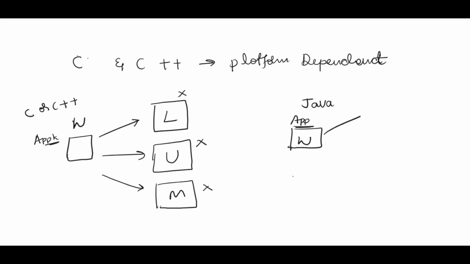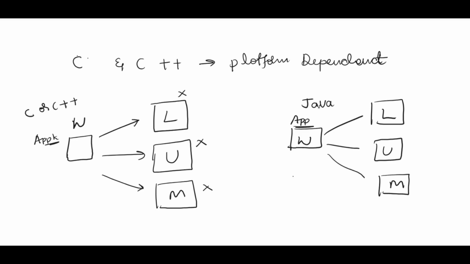This is a Windows operating system and these are the remaining operating systems: Linux, Unix and Mac. In this case, we can run this Java application on any other platform. That's why Java is a platform independent language.